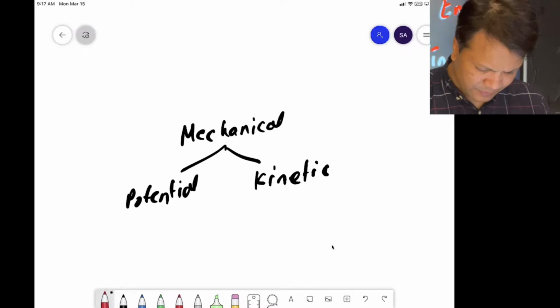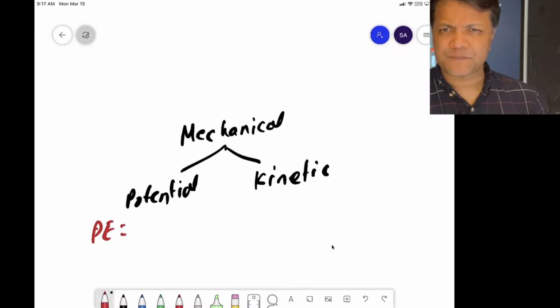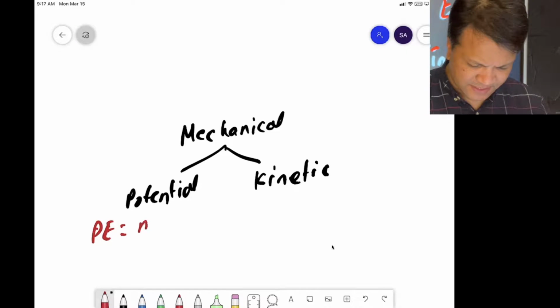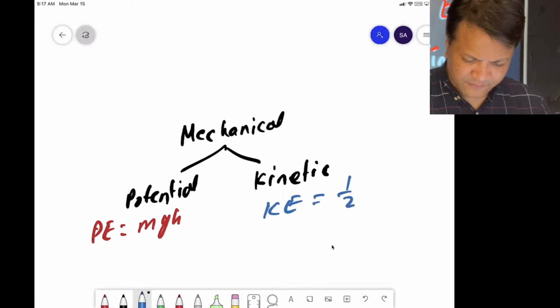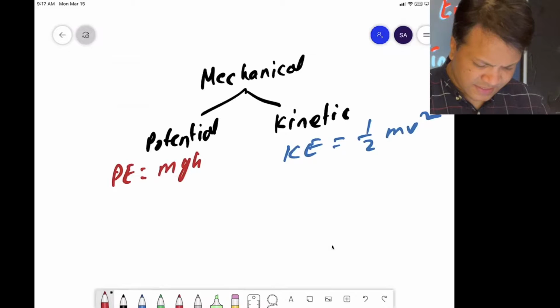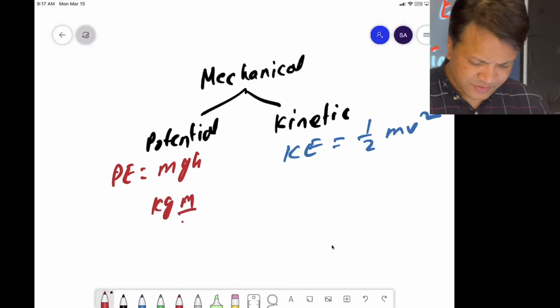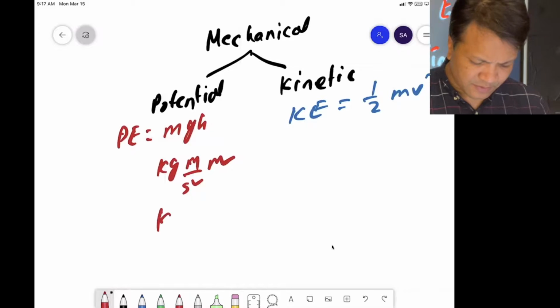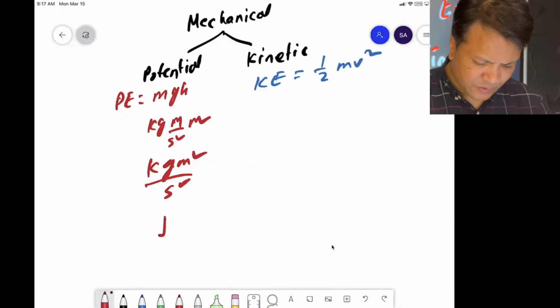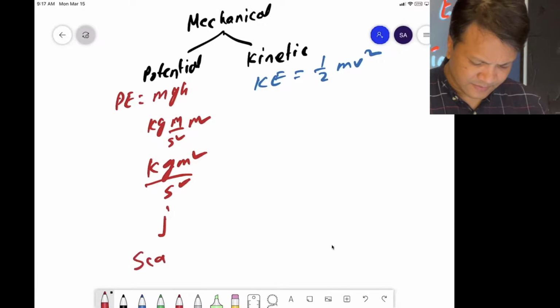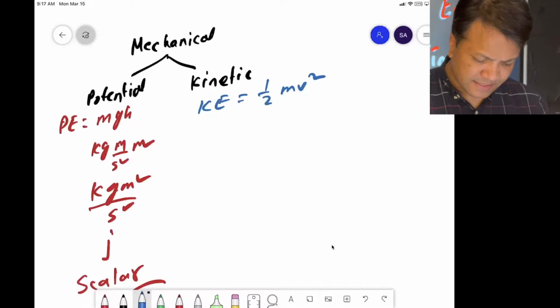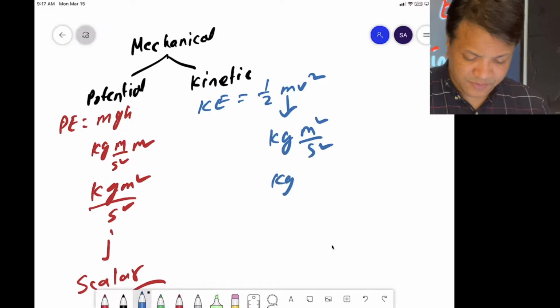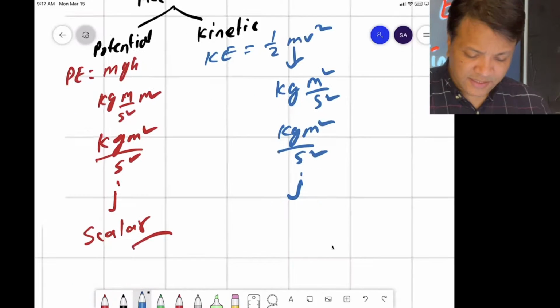So then what should be the equation? The equation of potential energy is mgh, and kinetic energy is half mv square. So for potential energy, m is kilogram, g is meter per second square, and h is meter. So kilogram meter square over second square, and we call it joule, and it is a scalar quantity. On the other hand, kinetic energy is kilogram meter square over second square, and that is joule, and it's a scalar quantity.